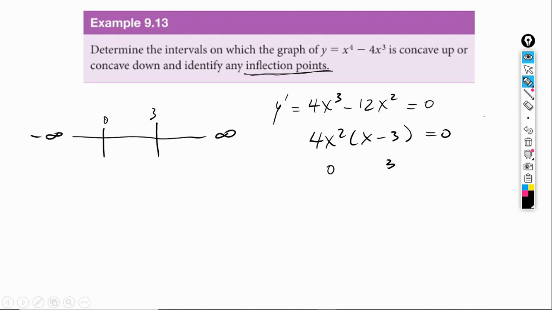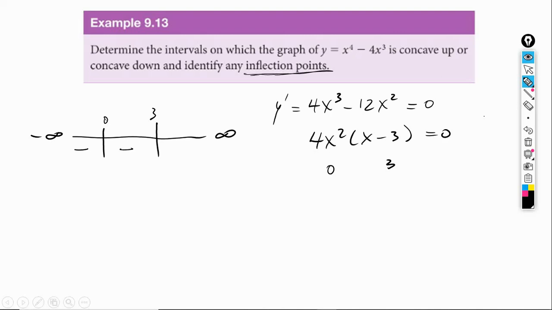Okay, so what happens if we plug in, say, -1? If we plug in -1, we're going to get a negative number here. You can verify that for yourselves. Something between, we know that 0 will give a 0 because that's either a maximum, minimum, or an inflection point. Between 0 and 3, we can plug a value, say 2. And what are we going to get? We're going to get a negative again.